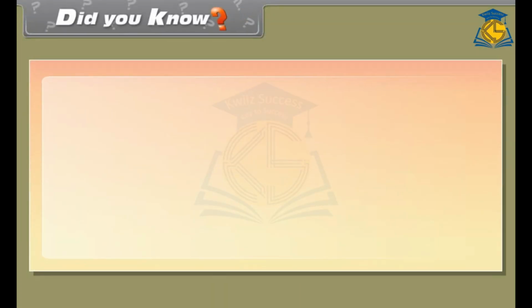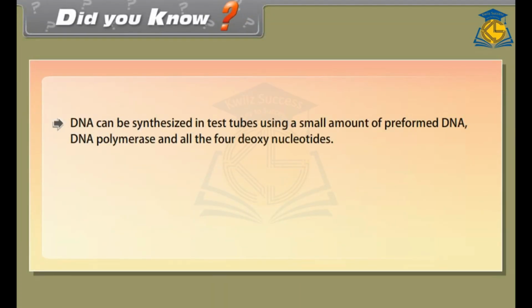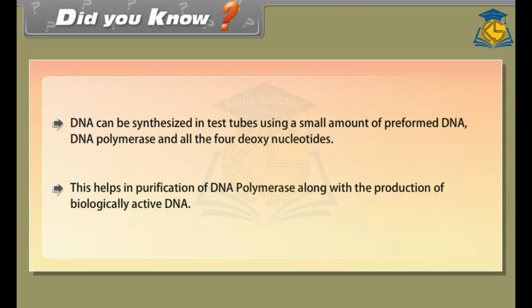Did you know? DNA can be synthesized in test tubes using a small amount of preformed DNA, DNA polymerase, and all the 4 deoxynucleotides. This helps in purification of DNA polymerase along with the production of biologically active DNA.